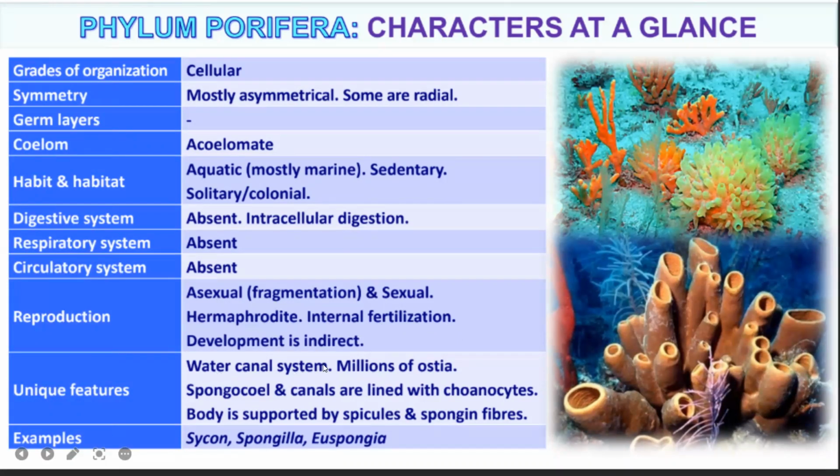Unique features: water canal system, millions of ostia. The small holes or pores are called ostia. Spongiocele and canals are lined with choanocytes. Body is supported by spicules and spongin. Examples: Sycon, Spongilla, and Euspongia. Spicules are very important. Development is indirect. Then ostia, osculum. Those points we'll write later.